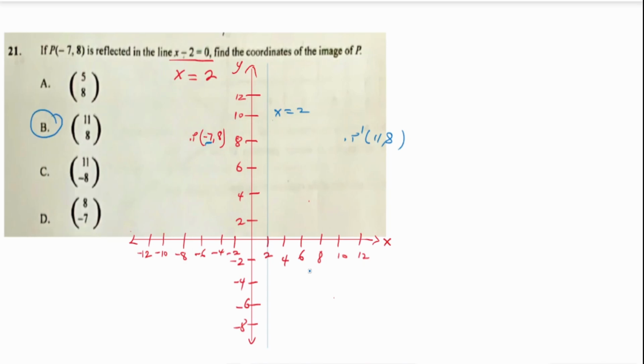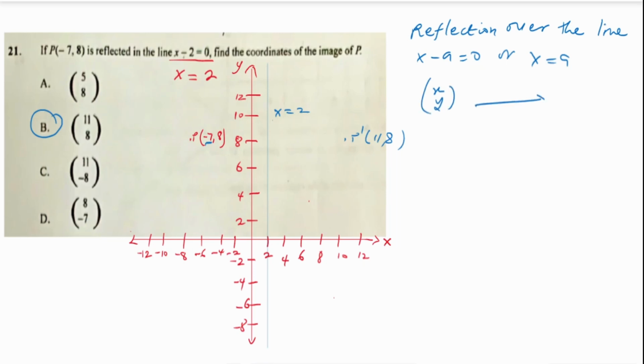I think this is the most practical way of doing it. But then if you want to use the formula, it means that you're going to use reflection over the line x minus a equals 0, or x equals a. And that is, if we have the object or the point with coordinates (x, y), the image is going to be (2a minus x, y).